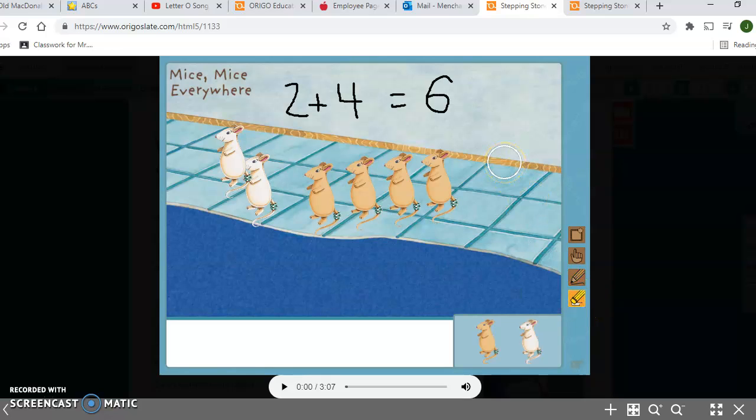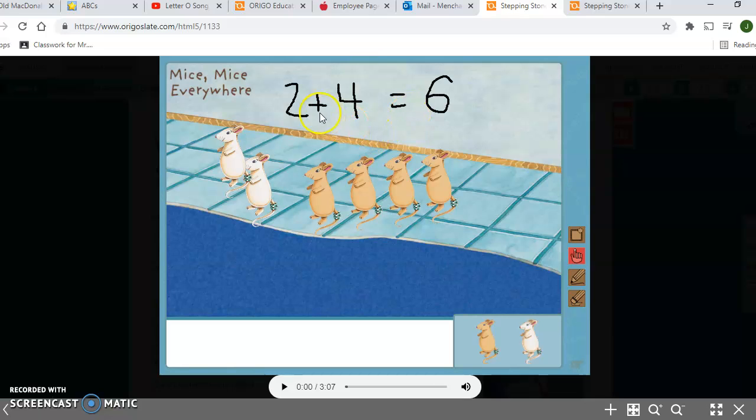Wait a minute. Do I need to change this number? Wait, let's count it. 1, 2. The total is 1, 2, 3, 4, 5, 6. Wait, but I moved the mice around. So how can the number be the same? Oh, I see, boys and girls. So whether the white mice are here and the brown mice are there, or the white mice are here, the brown mice are there, it doesn't matter. The number is still the same, no matter what order these 2 numbers are in. The total is always 6. See that?